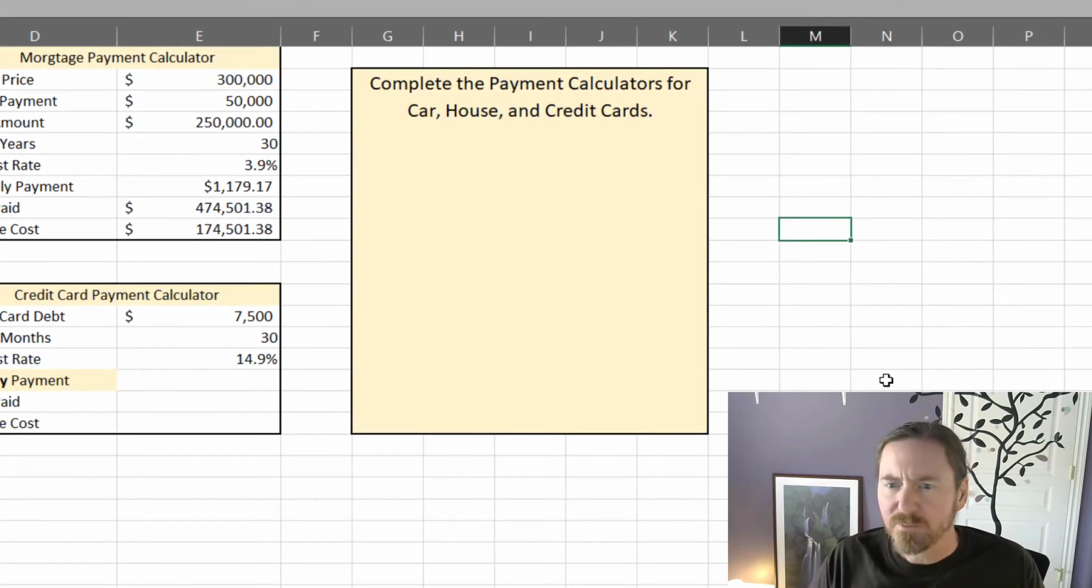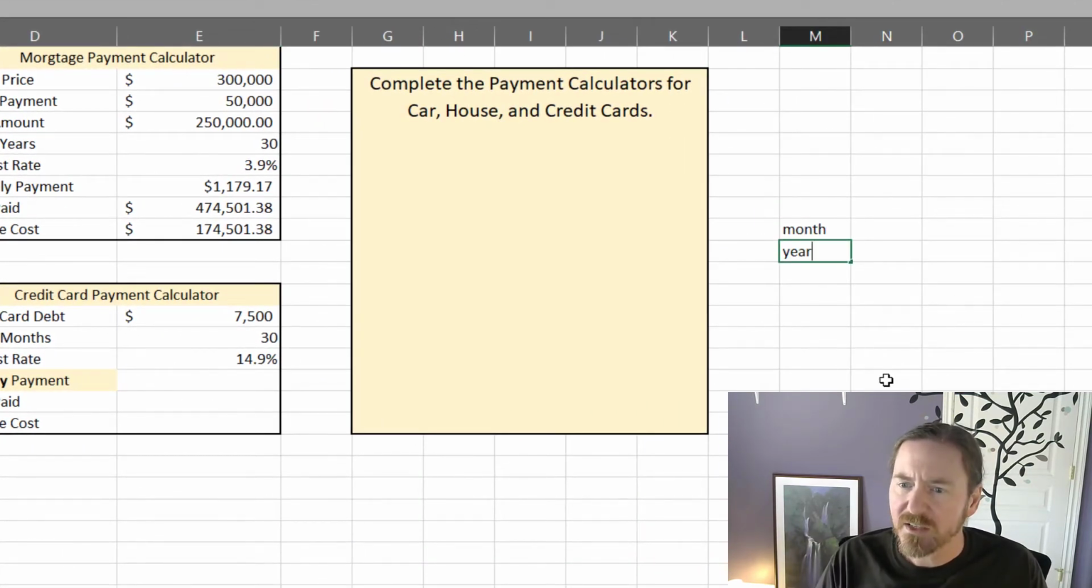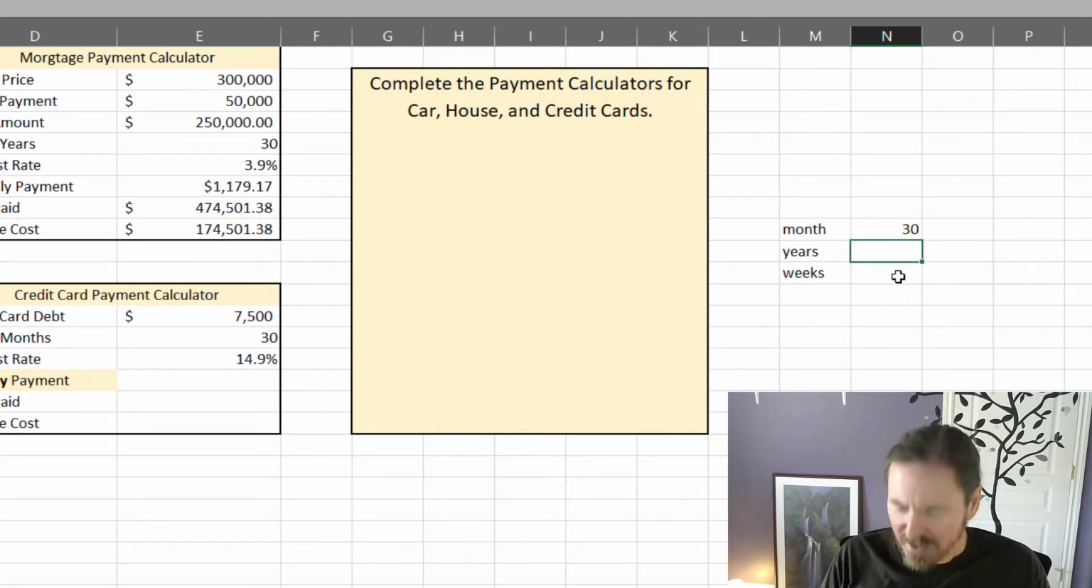So I'm just going to do a little math off to the side here. Let's see, we've got months, years, weeks. Let's assume our months is 30, and then how many years is that? So let's take the number of months divided by 12. That looks accurate, right? 30 months, 2.5 years, makes sense. 12 months, 2 years, 24 months, plus another 6. 6 is half of 12, 2.5, that looks good.